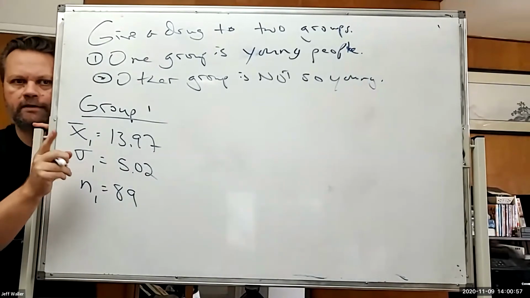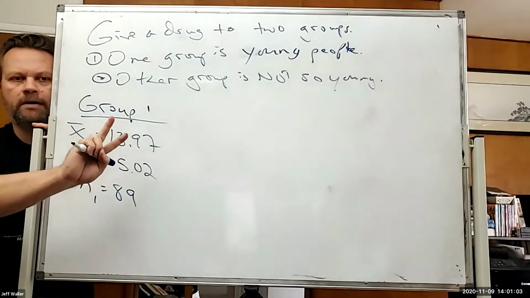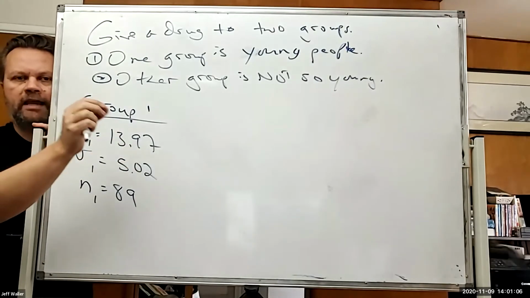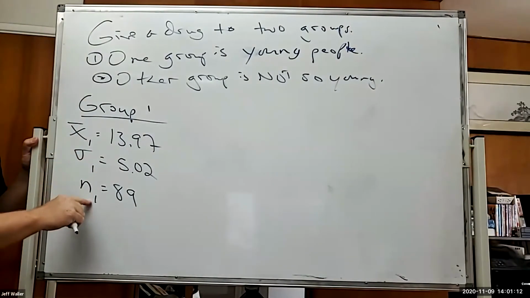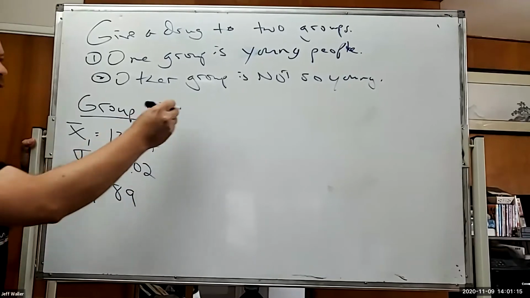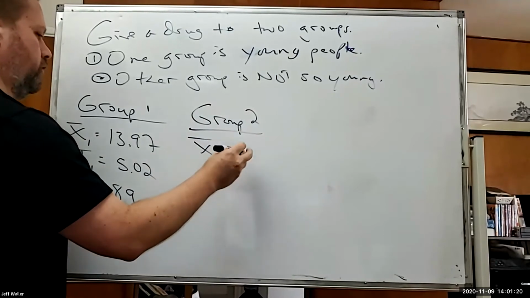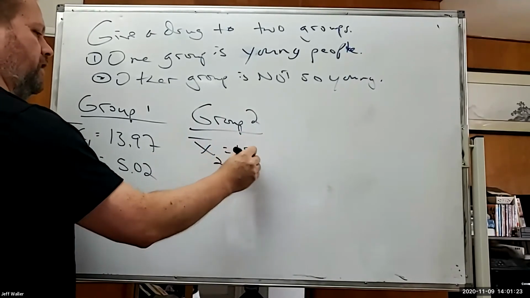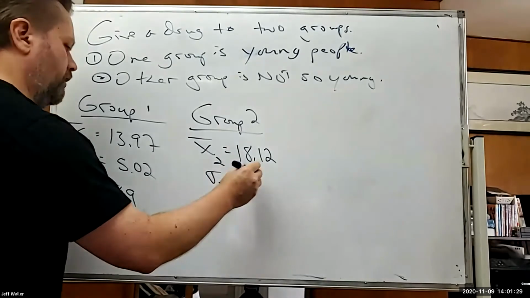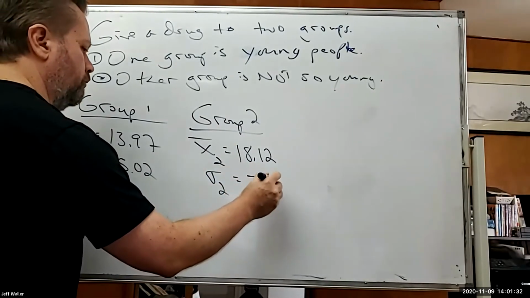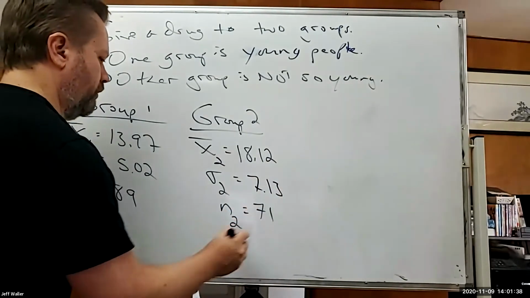So one thing to realize is, since I'm testing the difference between two populations, I'm going to have to take a sample from both of them. That's why I'm saying X bar 1, sigma 1, N1, because there's going to be a whole other sample from group 2. Say X bar 2 is 18. Yes, they were higher. We know that the standard deviation is, let's say, 7.13, and there were 71 of these people.